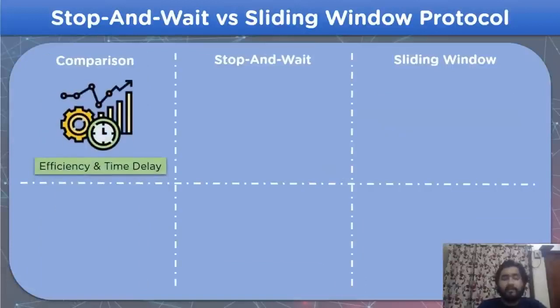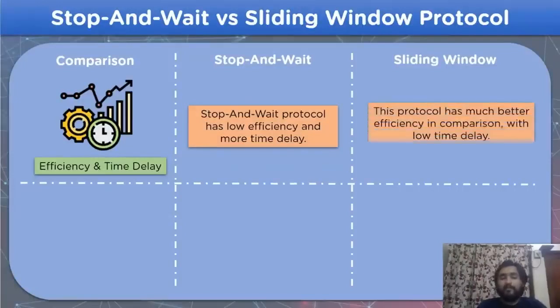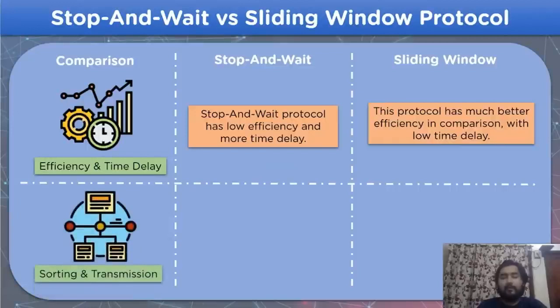The next comparison is based on efficiency and time delay. On this basis, the stop and wait protocol has low efficiency and suffers from more time delay. As for sliding window protocol, the efficiency is higher than the stop and wait protocol, which provides lower time delay during data transmission. Let's move on to the last comparison.